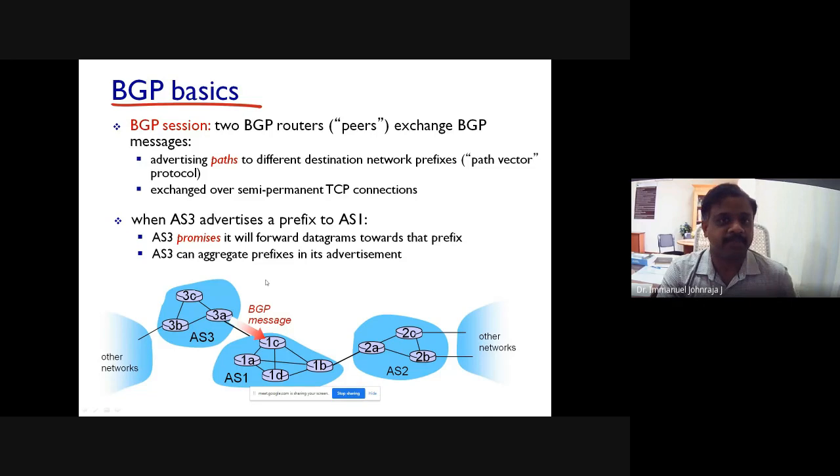Just for instance, you have autonomous system 3 connected to other networks, then autonomous system 1 and autonomous system 2. Autonomous system 1 is connected to other networks only through either AS3 or AS2. Now autonomous system 3 is sharing routing information with 1C, which means 3A is sharing routing information with 1C, promising that it will forward the datagram towards that prefix. When it is sharing, it's not going to share all the routing information.